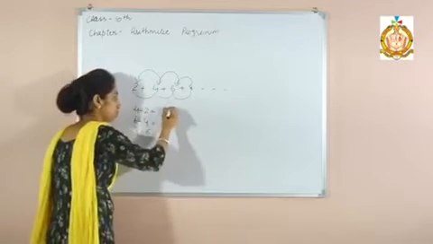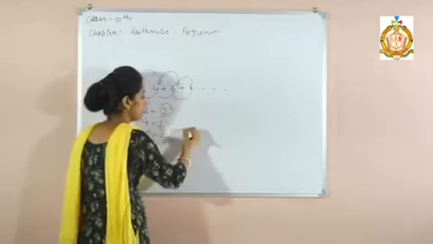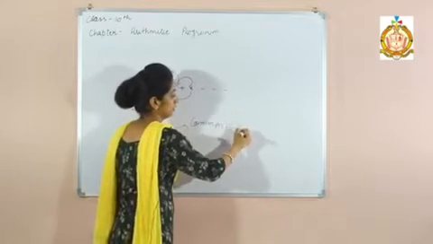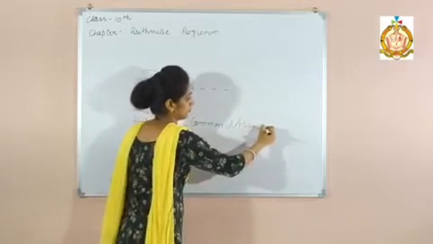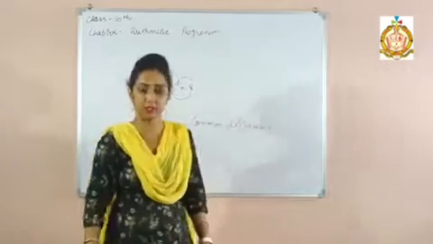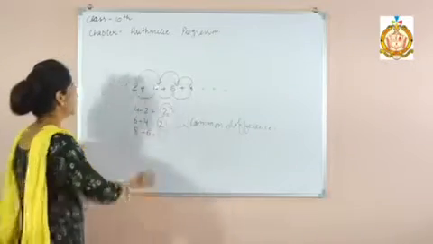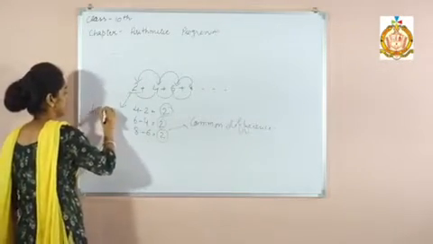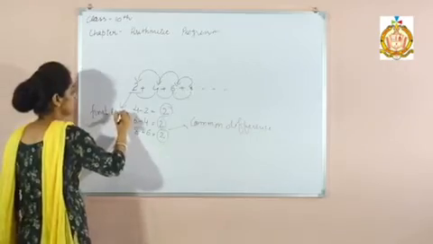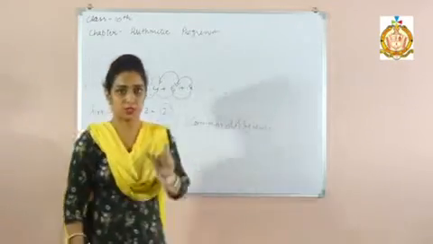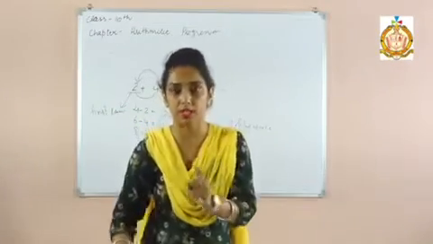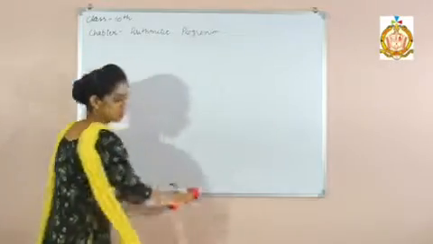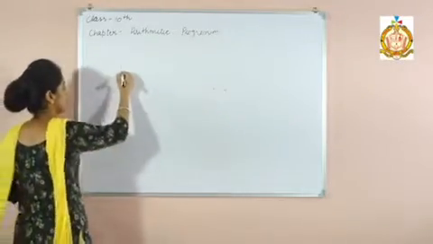So what is this 2? 2 is the common difference. And here, what is this 2? 2 is the first term. The very first term is denoted by a.